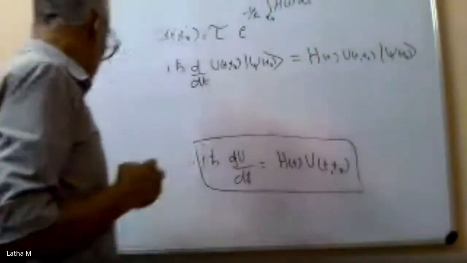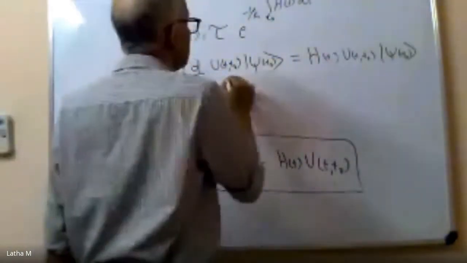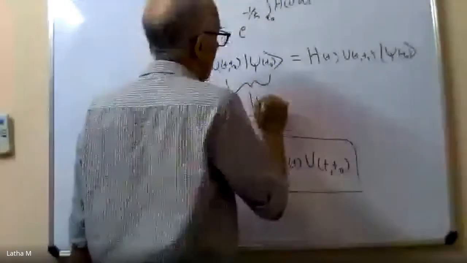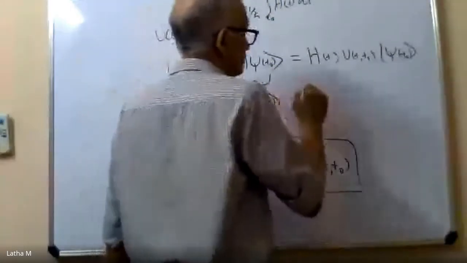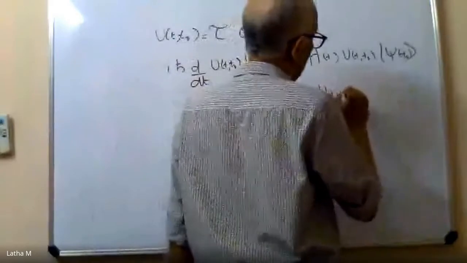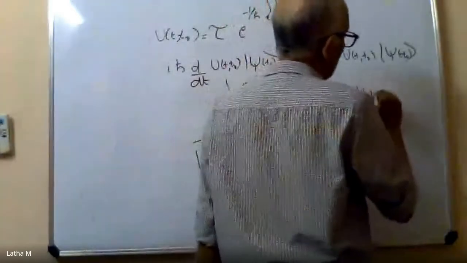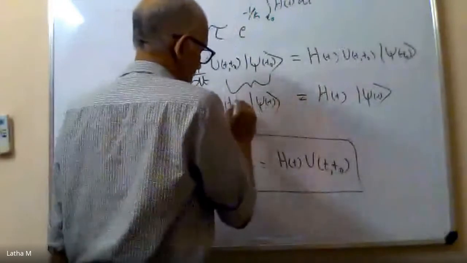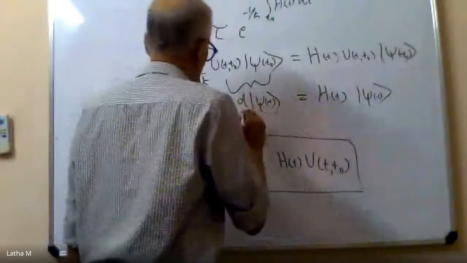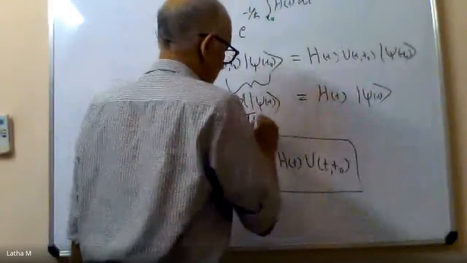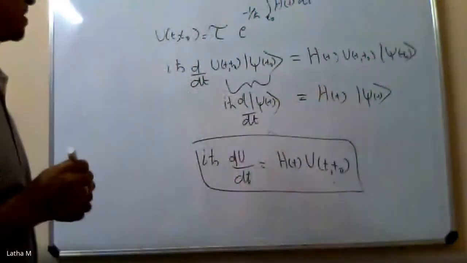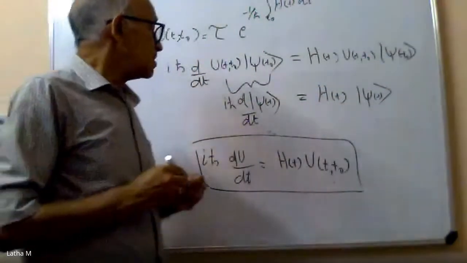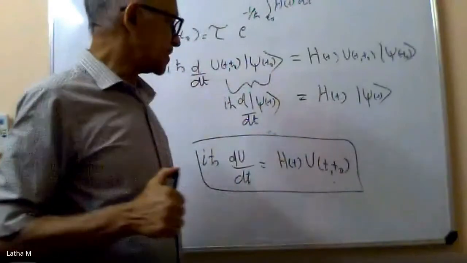Side is 0, and this is nothing but side t, and d by dt of psi t equal to H(t) psi t, and this is called the time dependent Schrodinger equation.